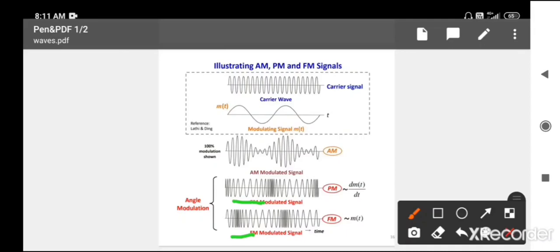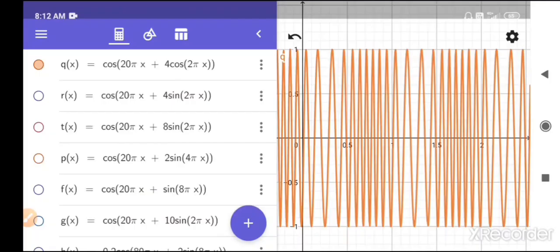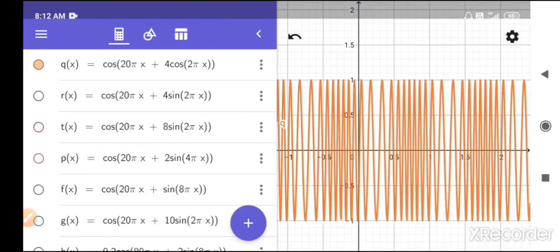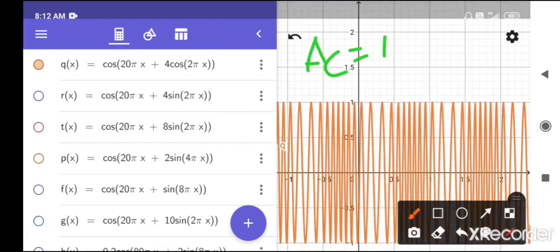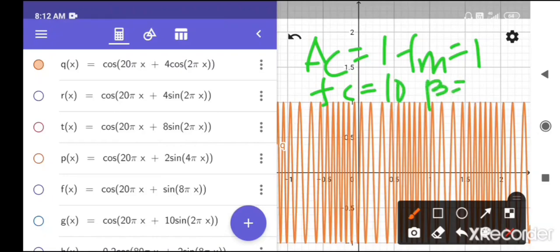Now we are going to see this waveform in GeoGebra. So here we can see the PM waveform. Here you can observe the equation cos 20 pi x plus 4 cos 2 pi x. In this also I took the Ac value equal to 1, fm value equal to 1, fc value equal to 10, and beta value equal to 4.